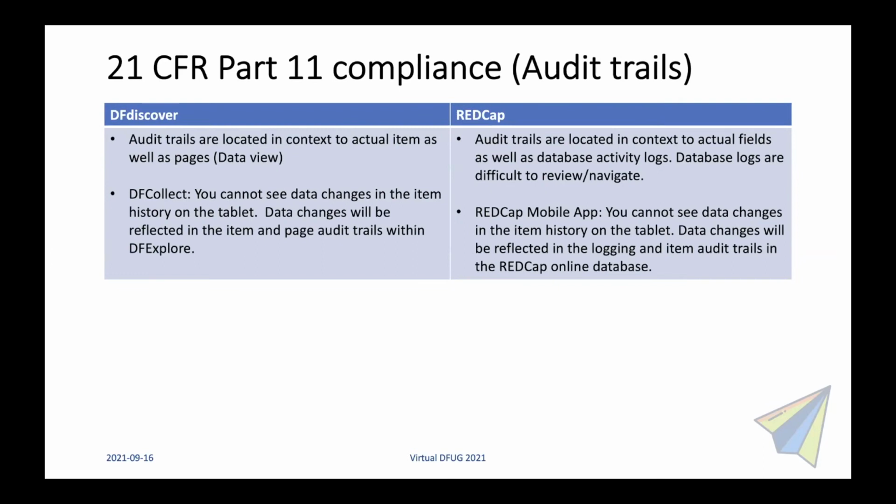Quickly talking about audit trails, within DFdiscover, the audit trails are located in context to the actual items, as well as within the CRF pages within the data view. They are very easy to use, easy to navigate. There is unfortunately no audit trails within the item history, but you can see the audit trail when you log into DF Explorer when you have synced the data.